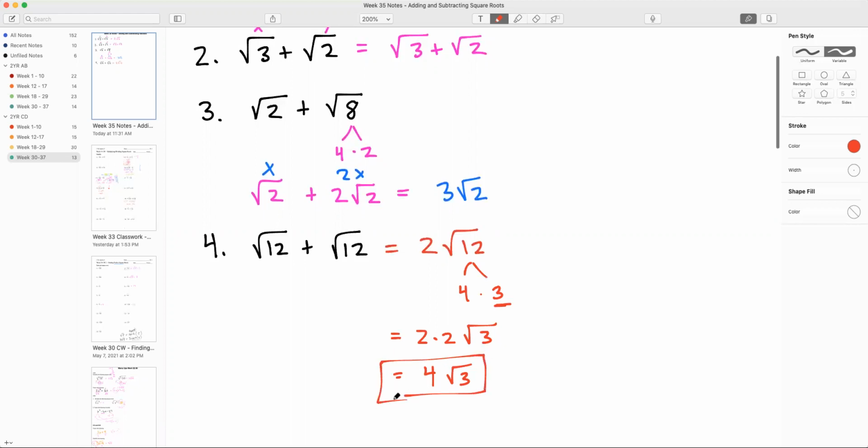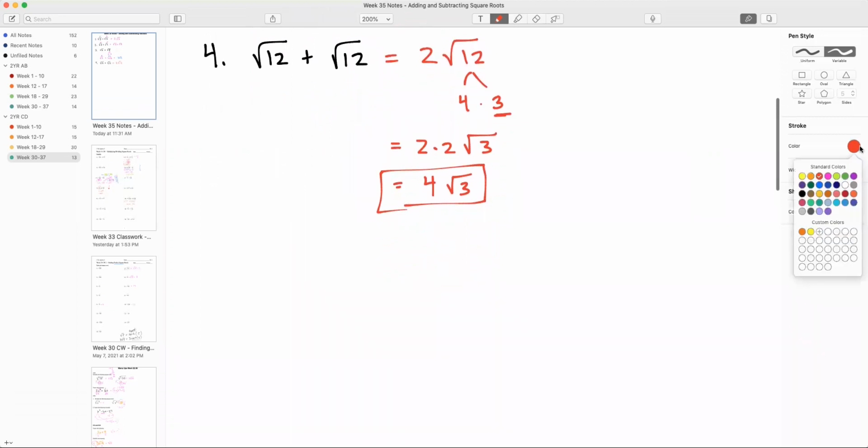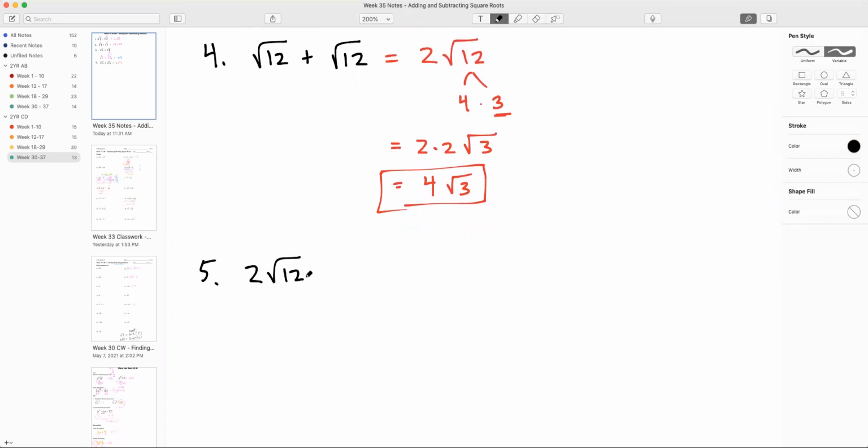Okay, all right, let's try another one. So let's try number 5 here: 2 root 12 plus root 3.